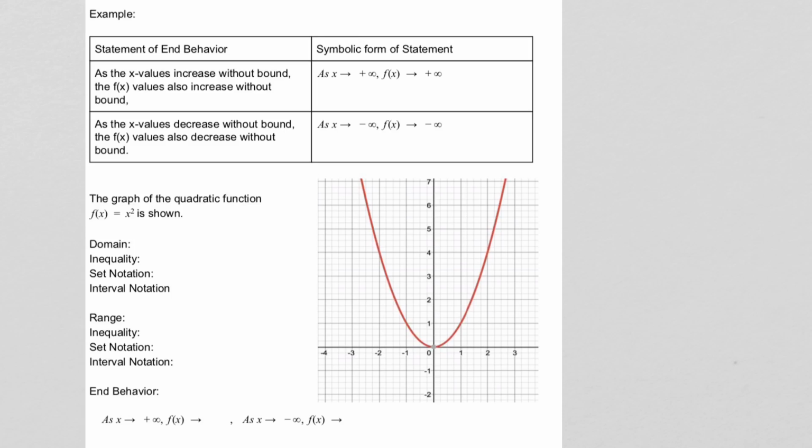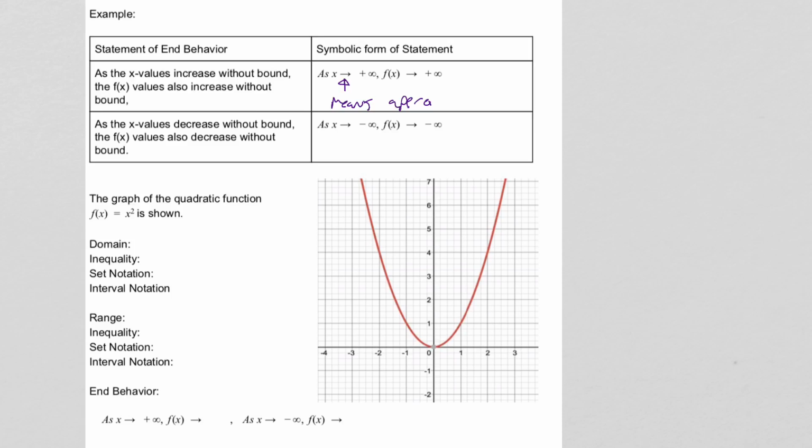So right here, these are just examples. If x increases without bound, the f of x values also increase without bound. You would write that like as x, remember, this arrow here means approaches.